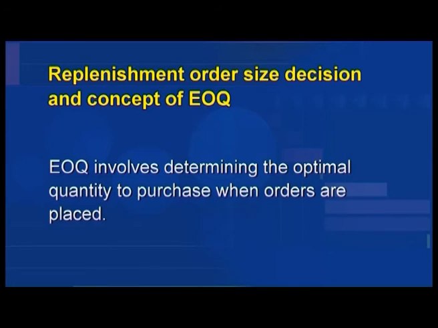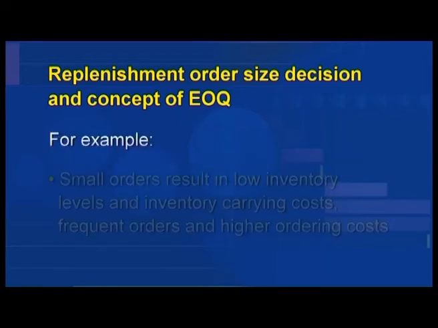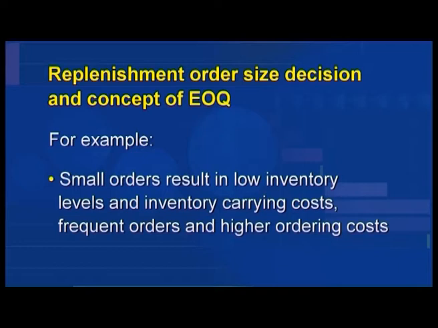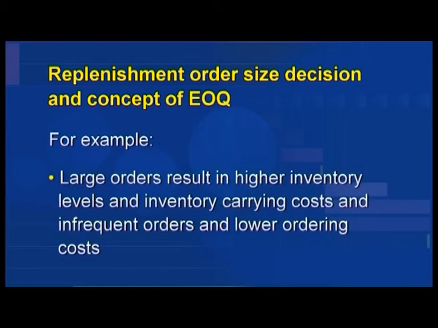EOQ involves determining the optimal quantity to purchase when orders are placed. For example, small orders result in low inventory levels and inventory carrying costs, but frequent orders and higher ordering costs, while large orders result in higher inventory levels and inventory carrying costs, and infrequent orders and lower ordering costs.